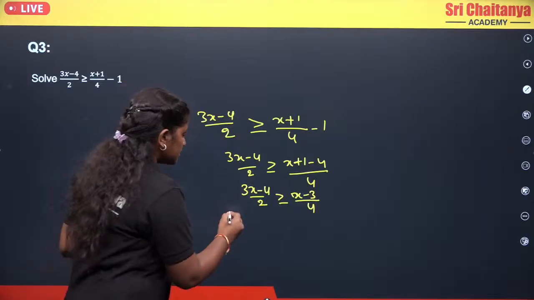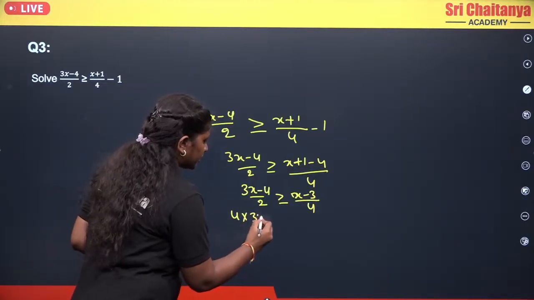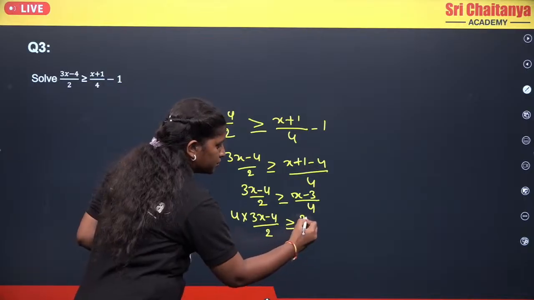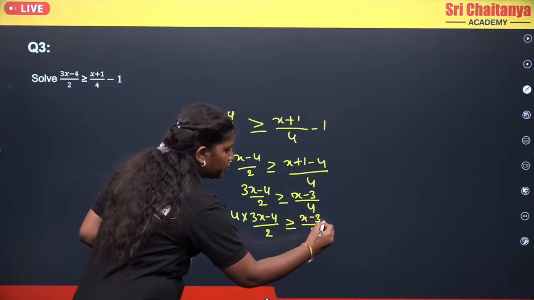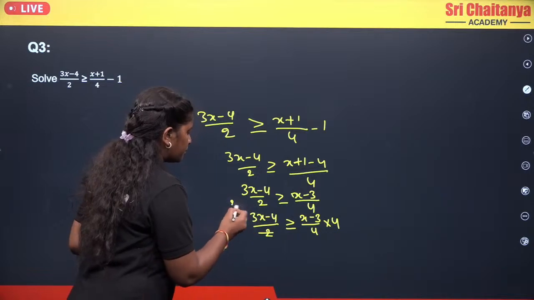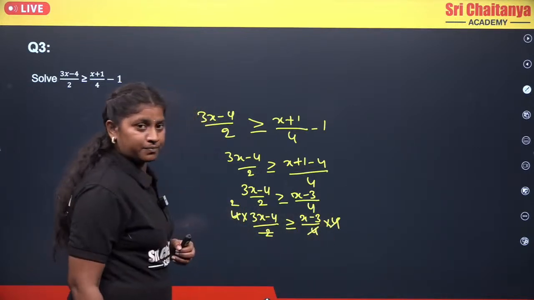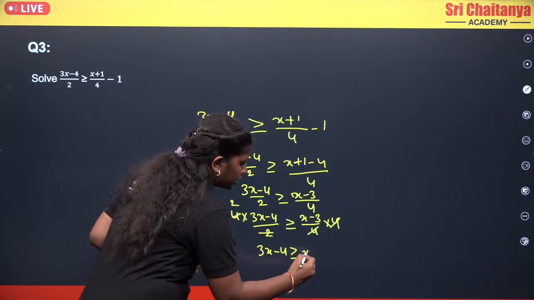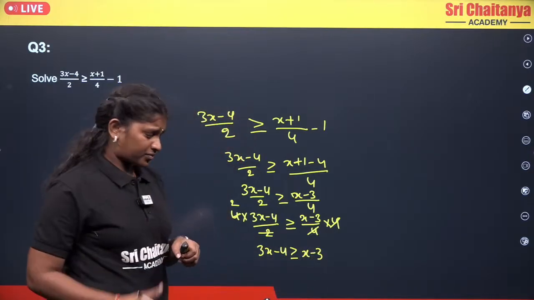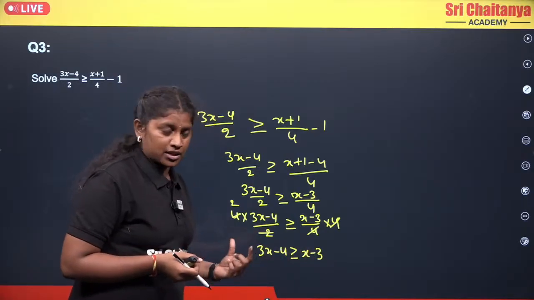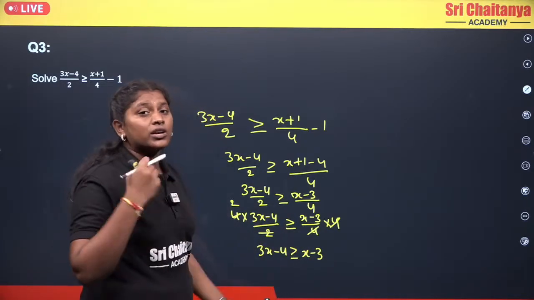So for that reason, just multiply 4 into 3x minus 4 whole divided by 2 greater than or equal to x minus 3 by 4 into 4. Okay, now 2 will cancel 4 for 2 times and 4 and 4 will get cancelled. So here we will get 3x minus 4 greater than or equal to x minus 3. Now here I am having 3x and on RHS we are having x. So let's try to eliminate the x on RHS.